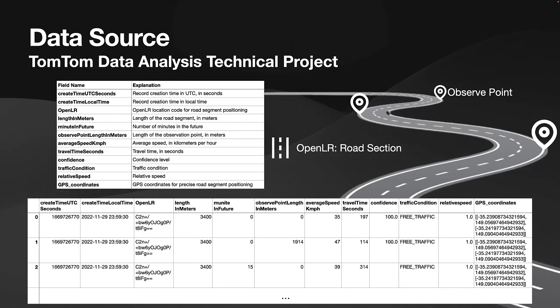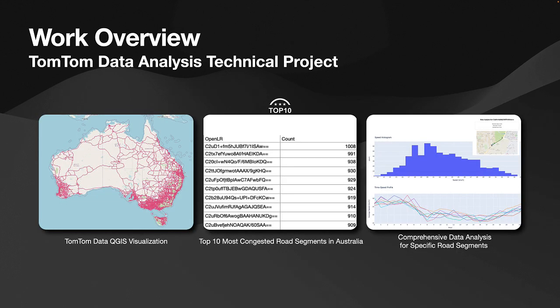and the relative speed. If there is no real data source at a certain time point for an OpenLR location code, TomTom will fill in default data for this location. The purpose of doing so is to ensure continuity and completeness of the data and provide us with a more comprehensive and continuous perspective when analyzing traffic flow and conditions.